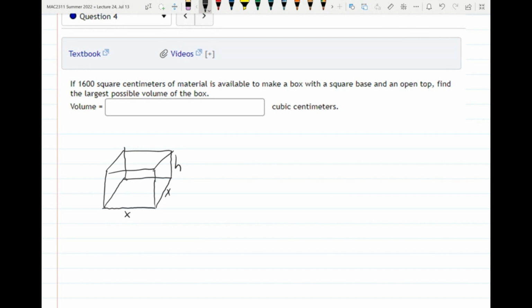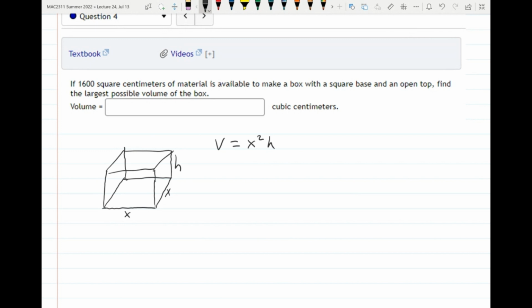Anyways, that's the base, so x and x because it's a square, and then the height, we don't know what it is. And then the height, let's call it h. Now, what do we want? We want to maximize the volume of this box. So let's write down the formula for the volume. So it's a rectangular solid. The volume is length times width times height. So it's going to be the area of the base times the height, which is x squared times h.